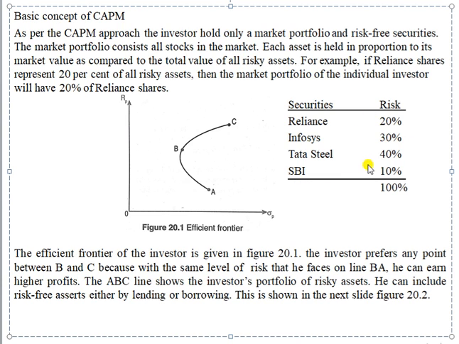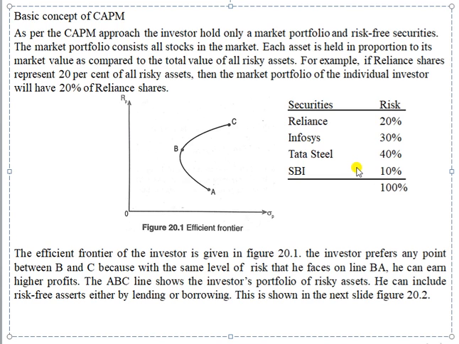Based on the risk, in your portfolio the Reliance securities are selected as 20%, meaning 20% investment is made in Reliance, 30% in Infosys, and 40% in Tata Steel. Why? Because Tata Steel has 40% risk, and SBI has 10% risk, so we will invest 10% in those shares. This is called a market portfolio.